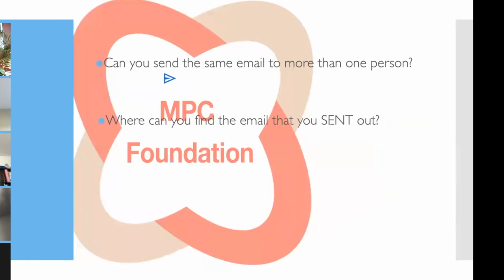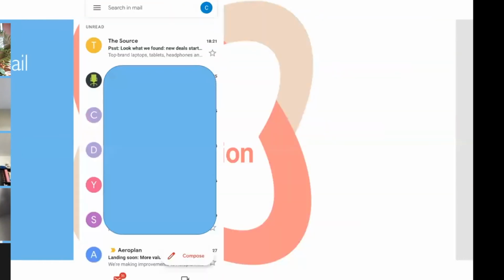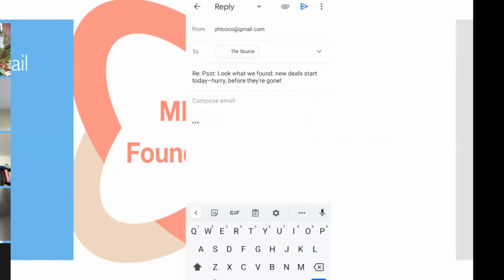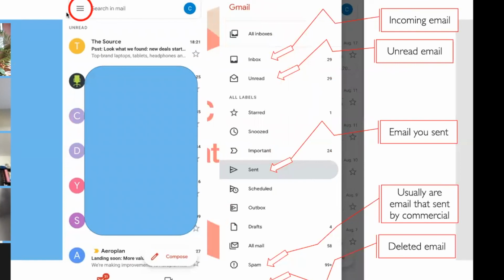Next one. Where can you find emails that you have sent out? Go to the sent folder. Sent folder. You got it, exactly. These questions are fairly obvious, but it's also good to reinforce where these things would be found. So when you are clicking on this little burger icon at the top here, on the right, in the menu that will pop up, you will have the sent folder here, and that's where you can find emails that you have sent out.